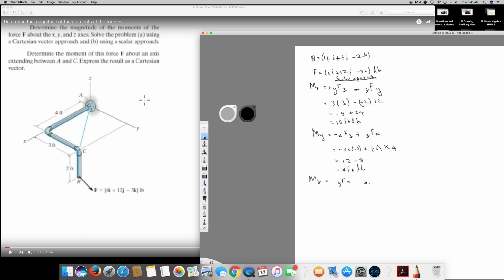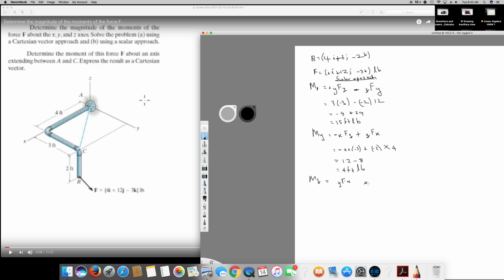So minus y, I am going to copy the number, so it's going to be minus 3 times fx, which is 4, times 4, plus x is equal to 4 and times fy is 12. So it's going to be 48 minus 12. 48 minus 12 is equal to 36. So 36 foot-pounds. So these are my scalar approach for this question.